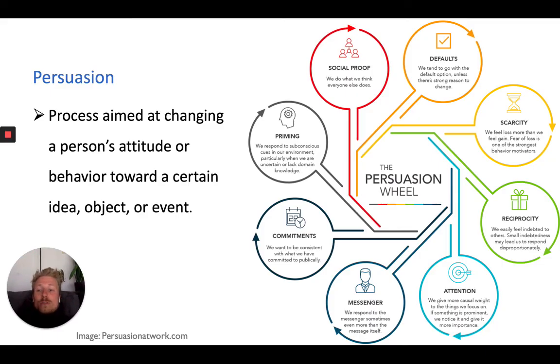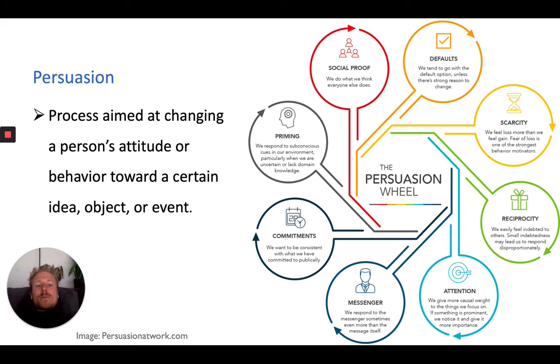Today I would like to talk to you about persuasion, the process aimed at changing a person's attitude or behavior without using power, so to speak. So power would be the idea, I have something that you want, and because of that I can make you do something. And persuasion, on the other hand, is using tricks and shortcuts to get people to do what you want them to do.